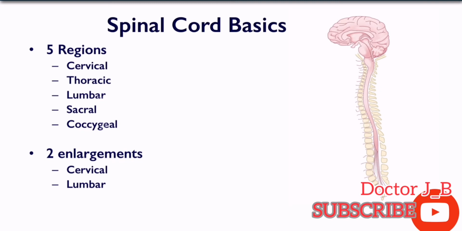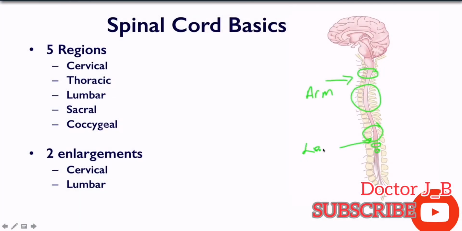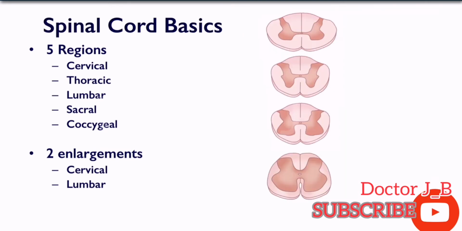So the spinal cord has 5 different regions and 2 enlargements. So the regions are cervical, in this zone, thoracic, around in here, lumbar, and then sacral and coccygeal, just way down at the bottom. You have 2 enlargements. There's a cervical enlargement, and that innervates your arm. And it's an enlargement because you have a lot more neurons there, because you have a lot more muscles in your arm, so you need more neurons to innervate them. You also have a lumbar enlargement, which is down here, and that innervates your leg or your lower extremity.